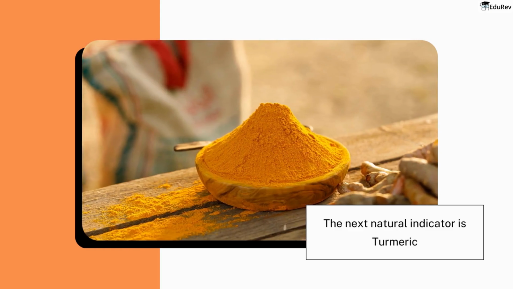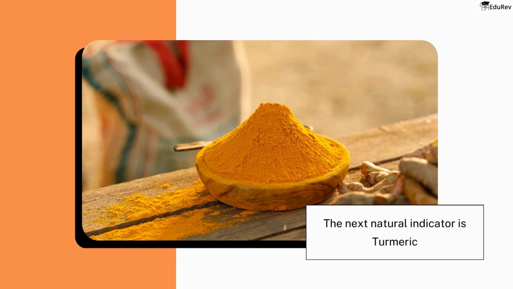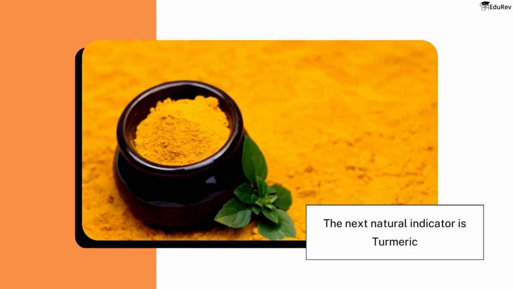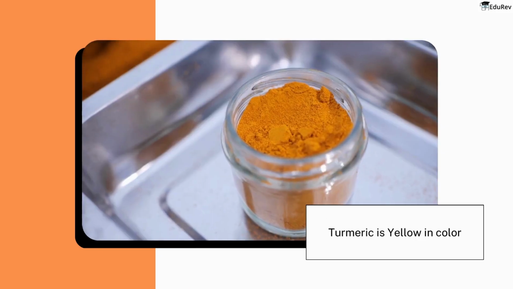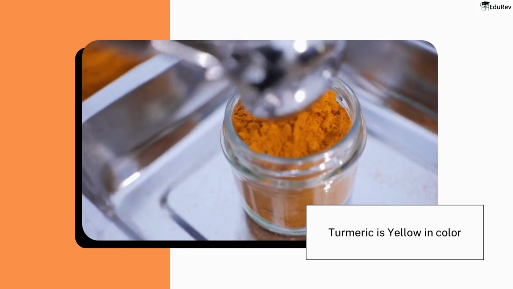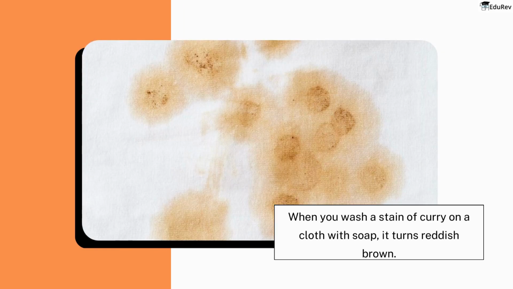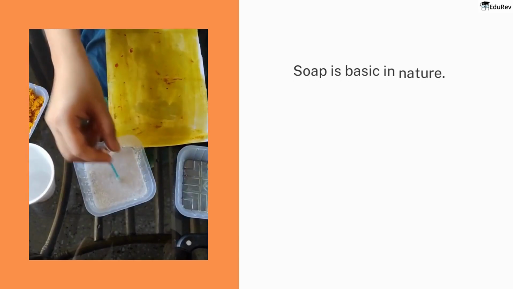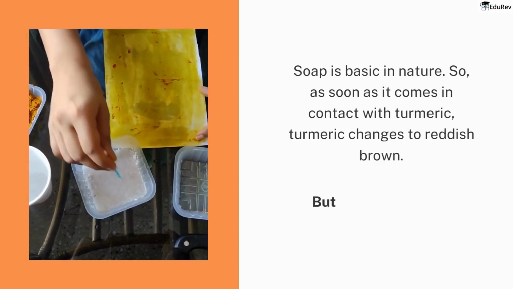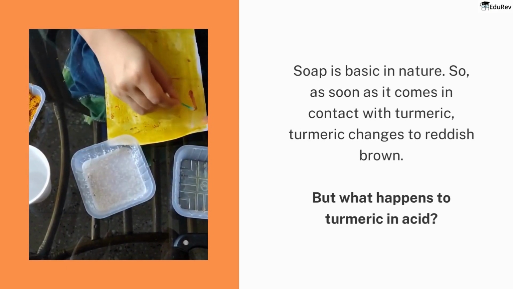The next natural indicator that we are going to discuss is a common household item. It is turmeric. Yes, turmeric, which is so commonly used in Indian households, especially for cooking. Now we all know that turmeric is yellow in color, but have you observed one thing, that when you wash a stain of curry on a cloth with soap, it turns reddish brown? That is because turmeric is working like an indicator here. Soap is basic in nature. So, as soon as it comes in contact with turmeric, turmeric changes to reddish brown.